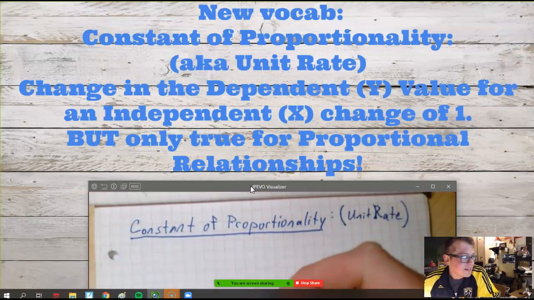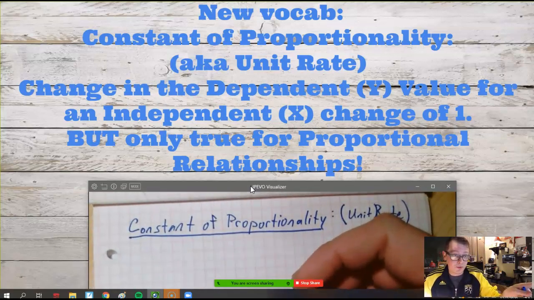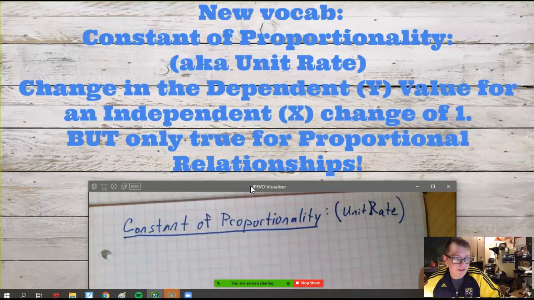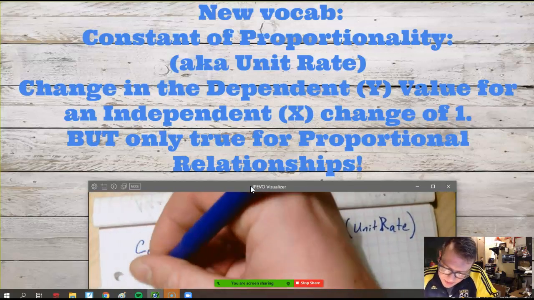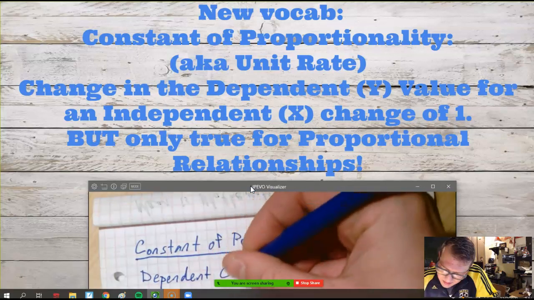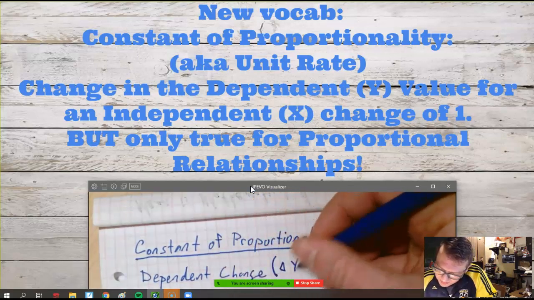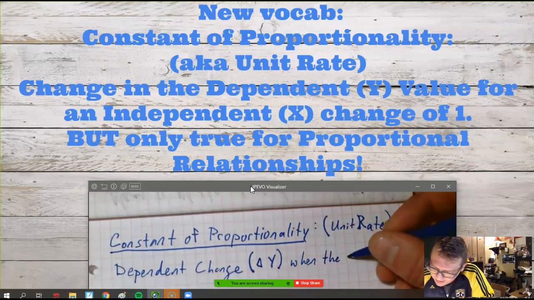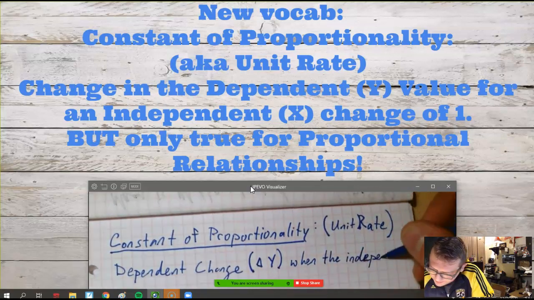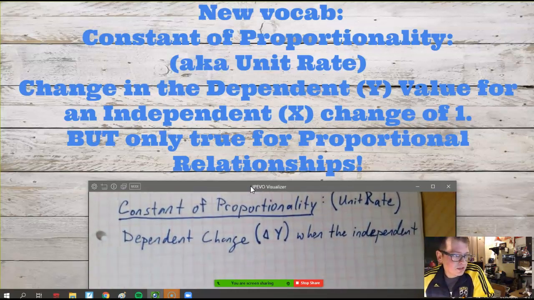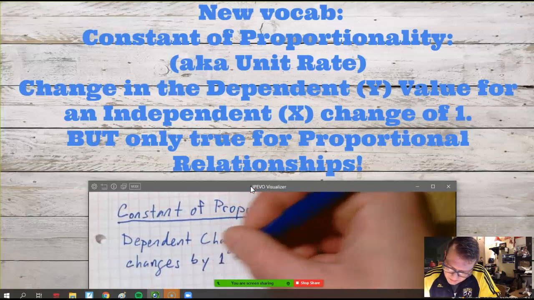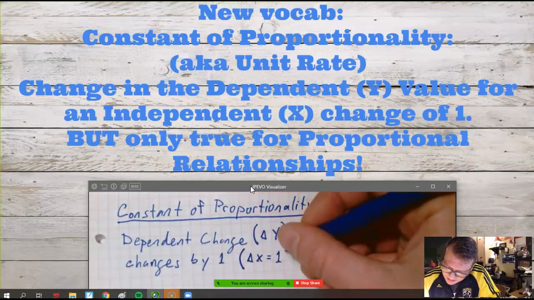Sorry, so unit rate. Guys, my definition's on the board. You can just write what I have typed up there. I'm going to write the same thing just so it's in my notes, but it's the change in the dependent for one change in the independent. So how I'm going to write that is it's the dependent change. How we can give a symbol to that is the delta y when the independent, which is our x, changes by one. So what that means is when the delta x equals one.